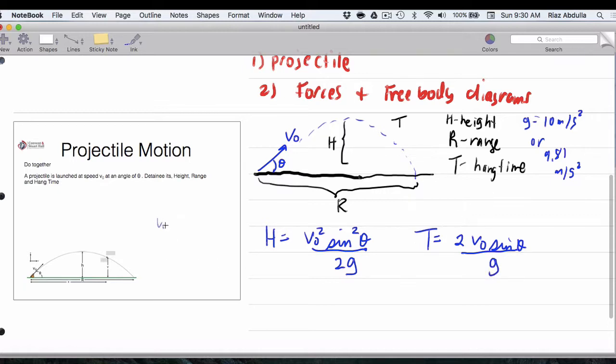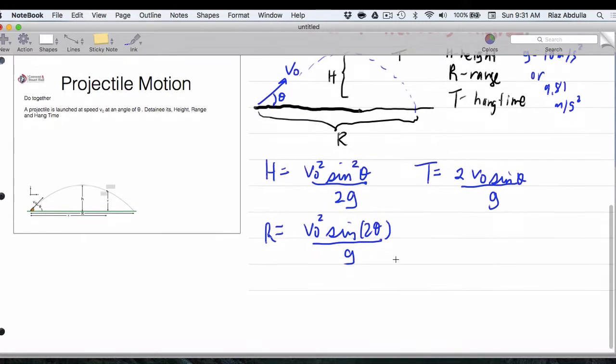And let me just double check that. So v naught sine theta. Yep, that's it. And for the range, the horizontal distance, that ends up being v naught squared sine of 2 theta divided by g. There's a little bit of trig involved there, so we're just going to use the formula.